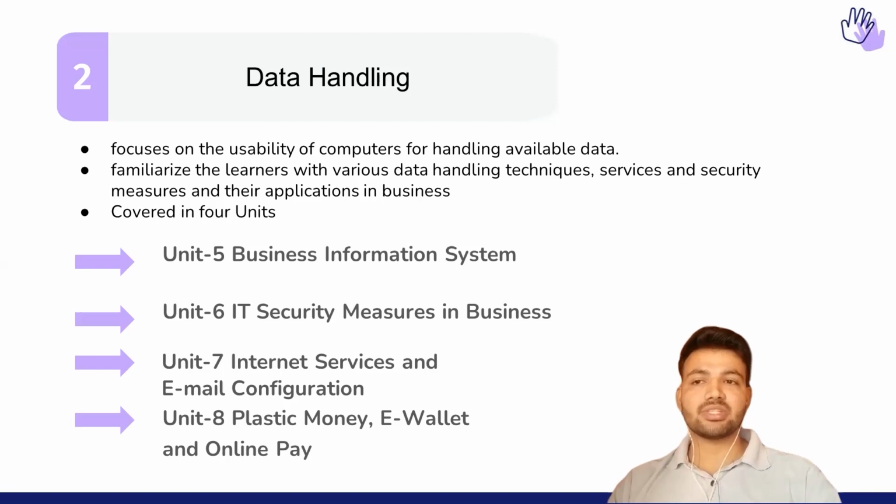Unit 5, which is business information system. Unit 6, which is IT measures in business. Unit 7, which is internet services and email configuration. And unit 8, which is plastic money, e-wallet, and online pay.